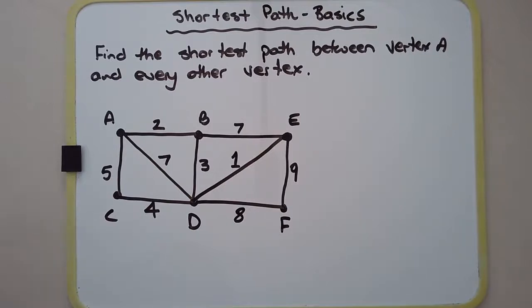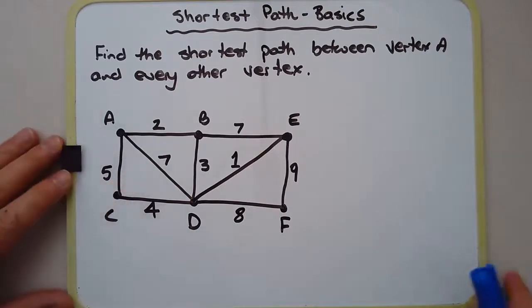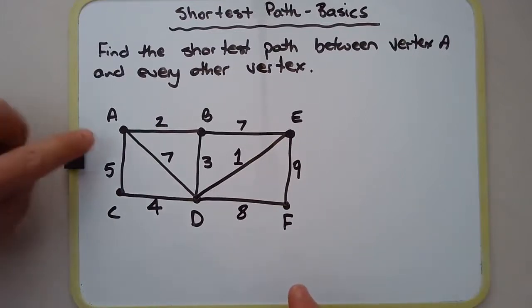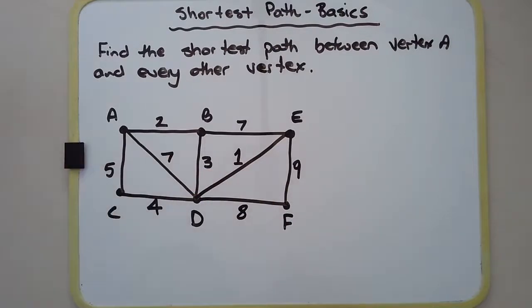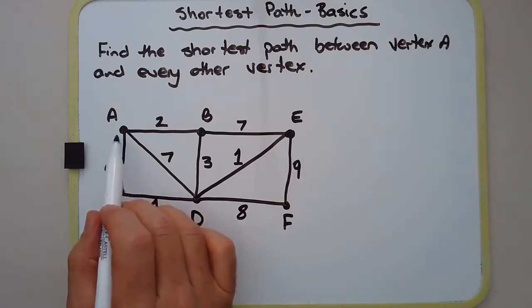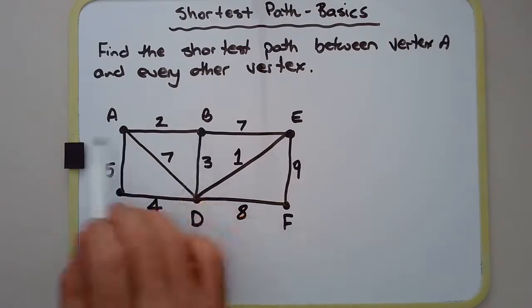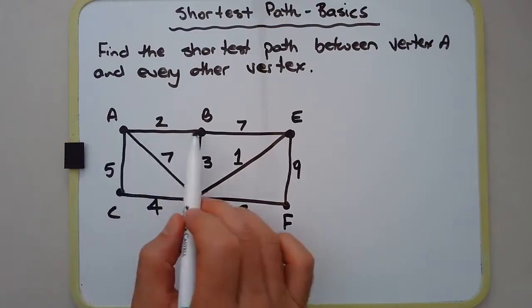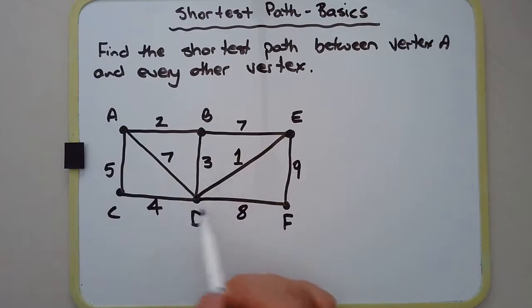Okay, but the way we're going to start off is let's just consider this network here. All we're going to do is find the shortest path between vertex A and every other vertex. We're not being specific as to any particular vertex here. It's a bit of an algorithm that we're going to go through. Starting at vertex A, let's consider the vertices that are closest to A, so one edge away. We've got vertex B, vertex C, vertex D. So we can do these one at a time.